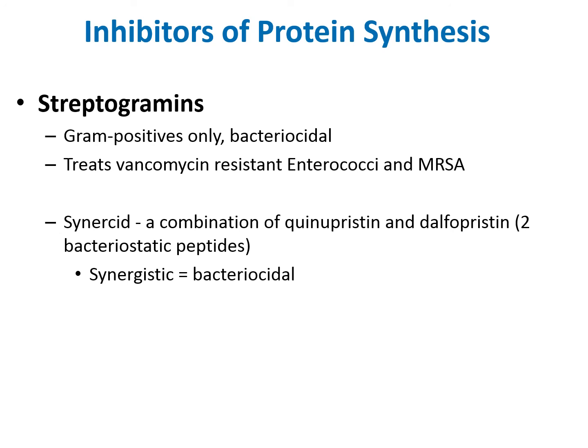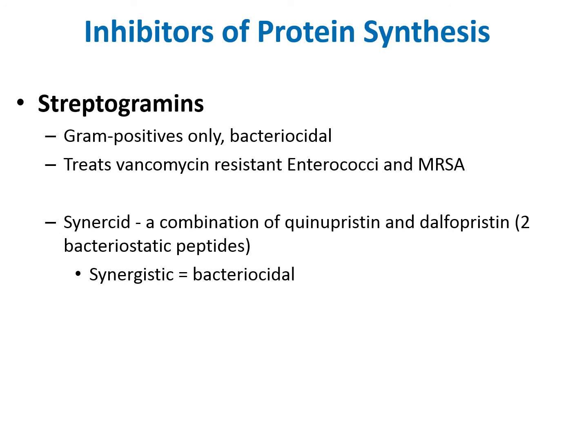Streptogramins are the next group of drugs. These are effective against gram-positives only, so they have a very limited spectrum of activity. This is another group of drugs that are bactericidal. Okay, so again, very few antibiotics that inhibit protein synthesis are bactericidal, but this is one of them. What you need to know about your streptogramins is that they are used primarily to treat vancomycin-resistant bacteria, especially your vancomycin-resistant enterococci and vancomycin-resistant Staph aureus.